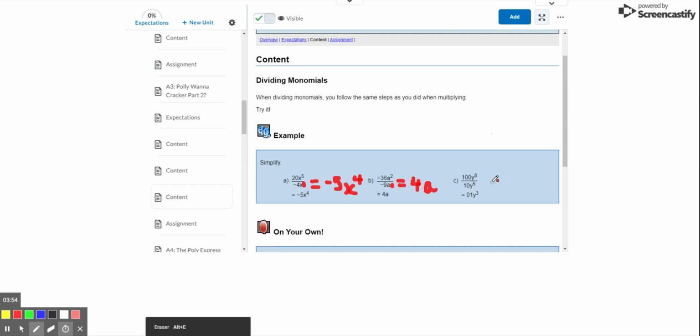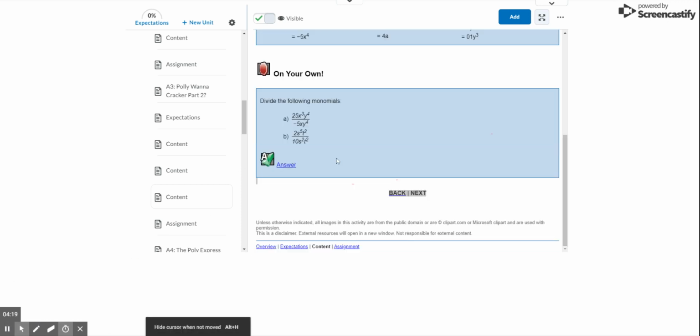And the other example, 100 divided by 10 gave us 10. I think that's a typo here. I'll fix that typo soon. And 8 minus 5 gives you 3. And for these that you were supposed to be trying on your own, remember you divide the coefficients first, and then you work on the exponents separately.